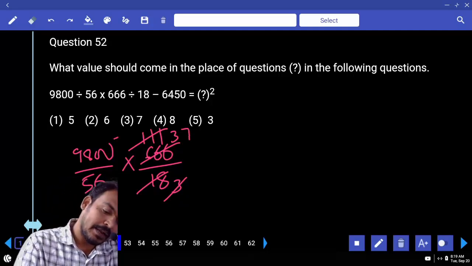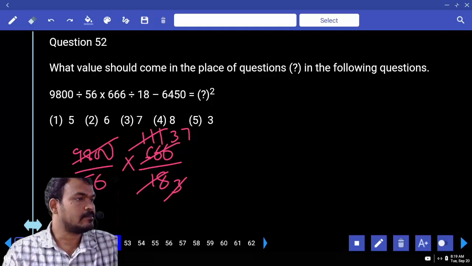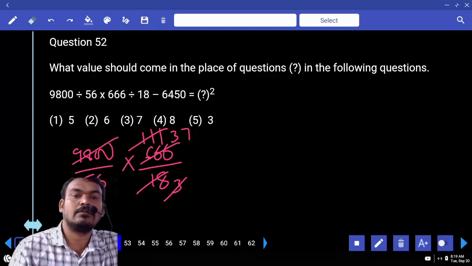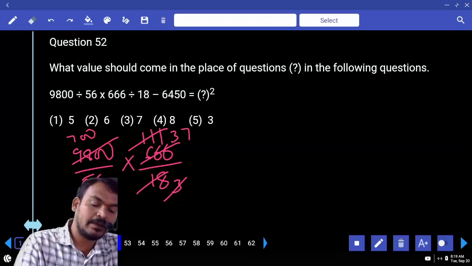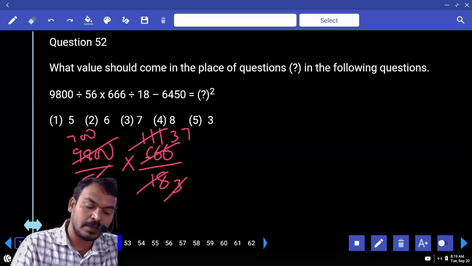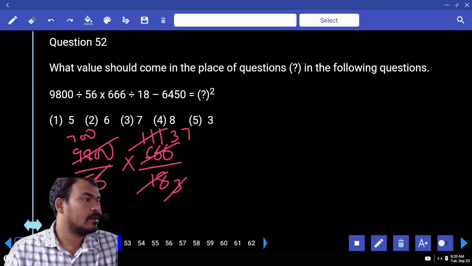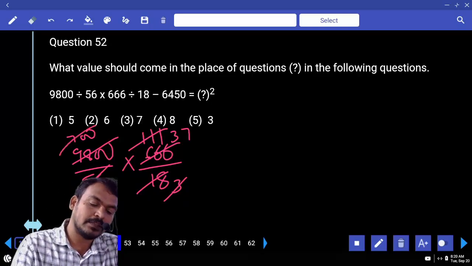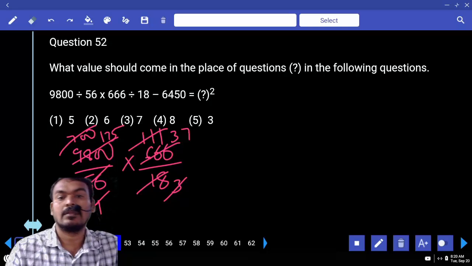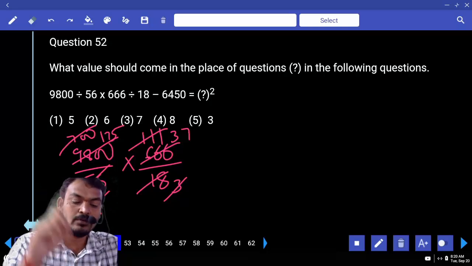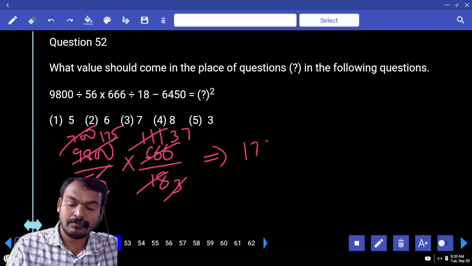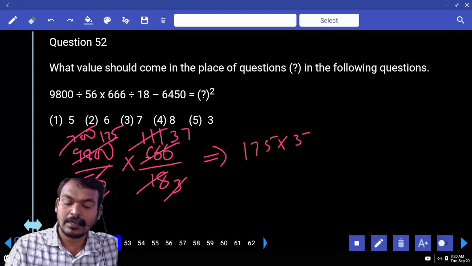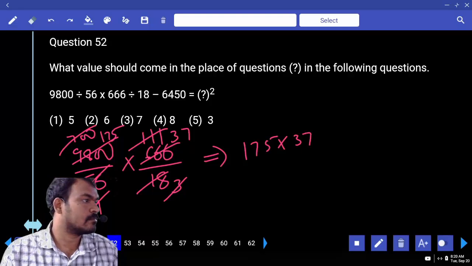Next 9800. It is 14 multiple. 14 sevens are how much? 98. It is 700 by 14 how many times? 4 times. 700 by 4 means it is 175. 175 into how much value? 37. 175 into 37.